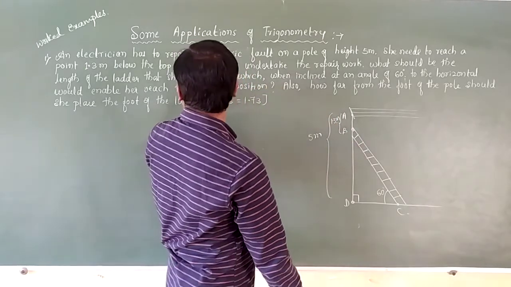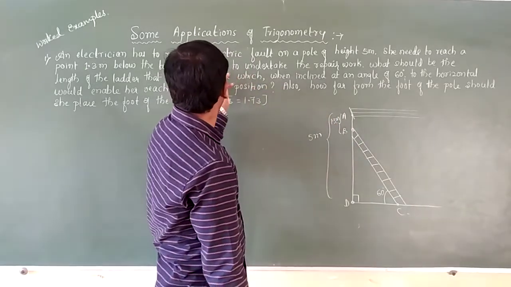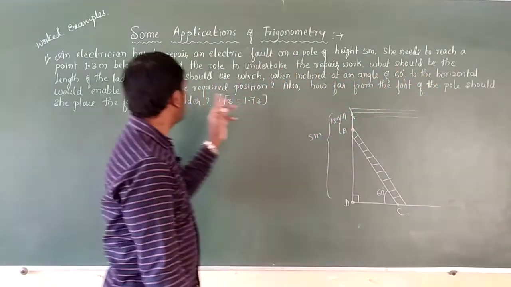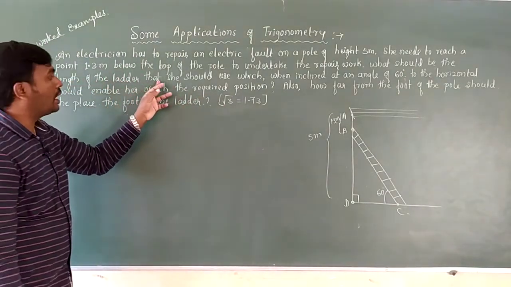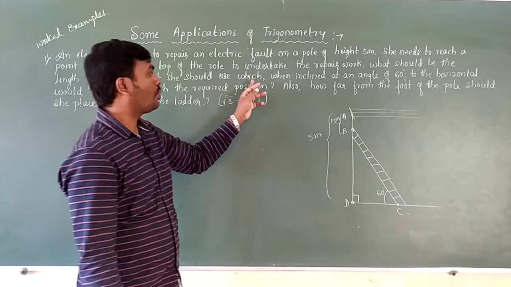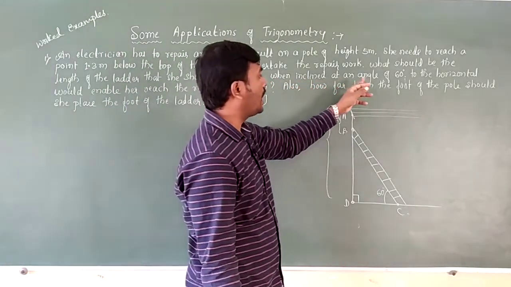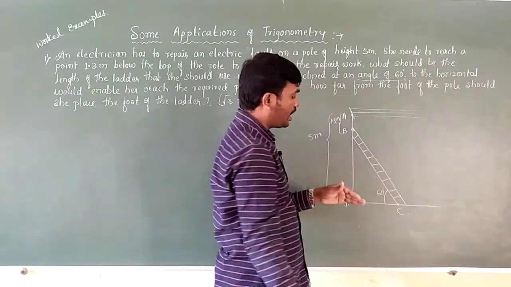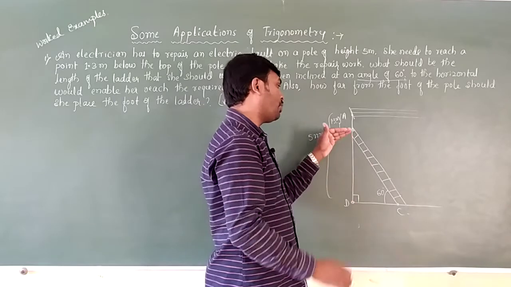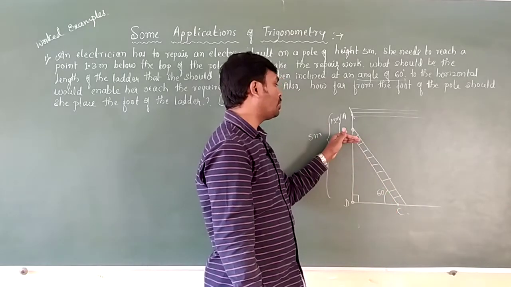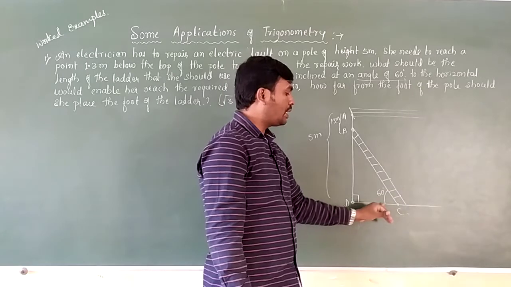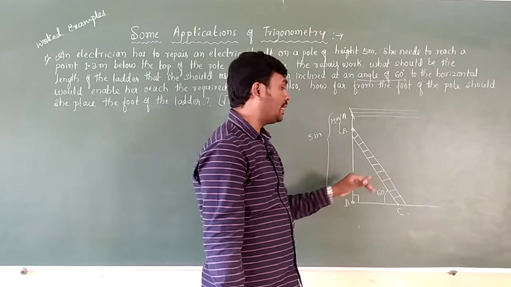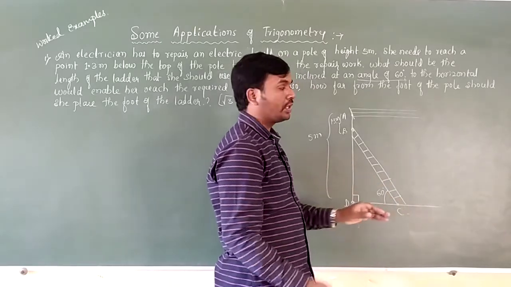So this is the second point: 1.3 meter below the top of the hole to undertake the repair work. What should be the length of the ladder that she should use, which when inclined at an angle of 60 degrees, makes an angle of 60 degrees with the ground when she puts it from the ground to the pole, and at what distance should she place this ladder from the foot of the pole? This is what we need to find.